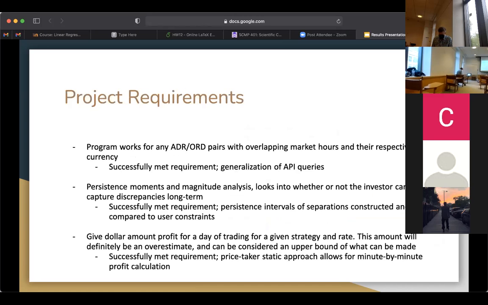So going through the project requirements one last time, these are the original objectives that I set out to accomplish and how I achieved them. First, I wanted my program to be very generalized and work for any ADR or ORD pairs that have overlapping market hours. That's necessary because if you know the pairs have no overlapping market hours, then you can't.